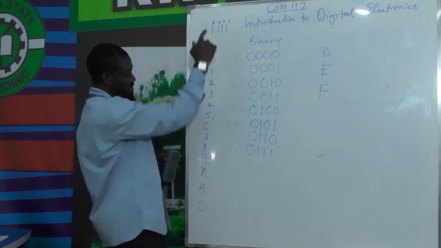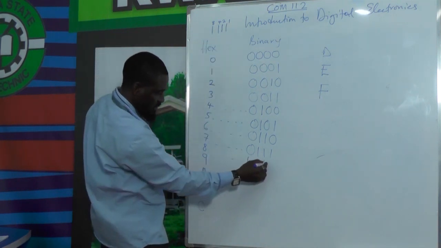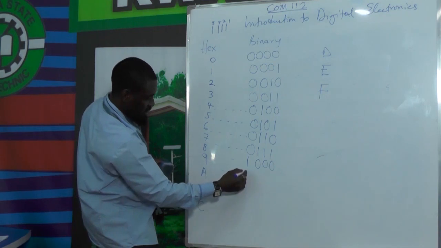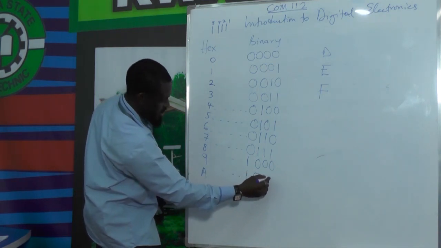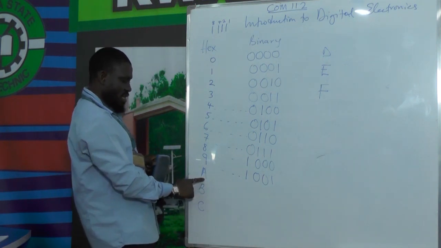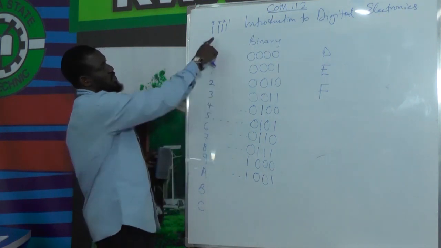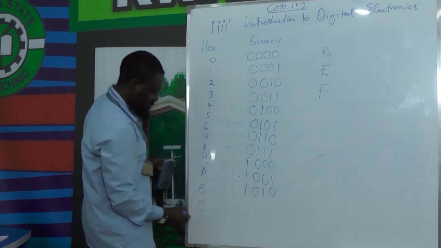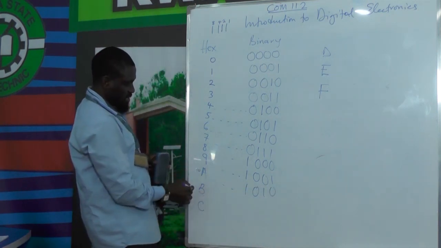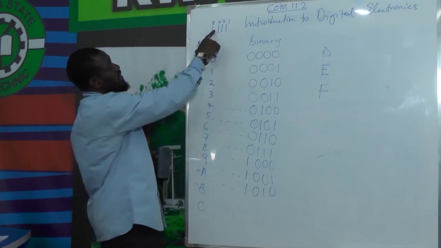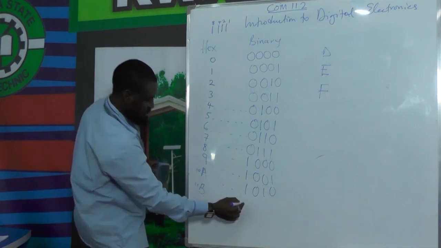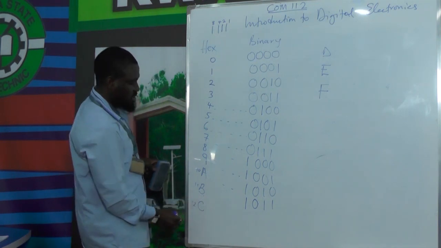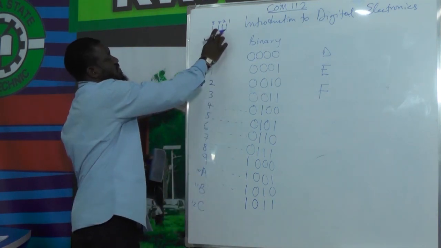And the 8, you can get it here easily, 1, 0, 0, 0. And the 9, you can get this and this. You now come over here, 1, 0, 0, and 1. And for this, that is 10, you know it's represented with the A. So of course, we can get our 10 with this and this. So we get 1, 0, 1, 0. And for our B, that is 11, you can get it this, this, and this. So you now have 1, 0, 1, 1. And for this, that is 12, you can get this, this, and this.